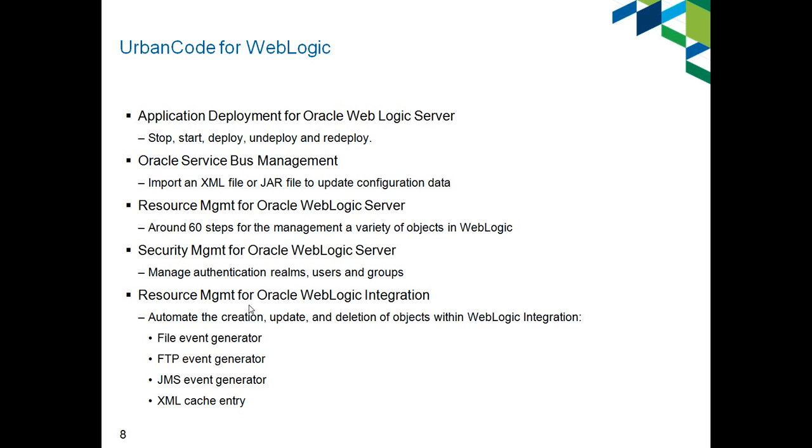So the other things we can do is we can manage the service bus, and this allows us to import an XML file or a jar file to update configuration data. Now this brings about some other capabilities of UrbanCode Deploy within that particular area. It's what information is in that XML file that you're constructing that you want to deploy and use to update the configuration of the Oracle Service Bus.